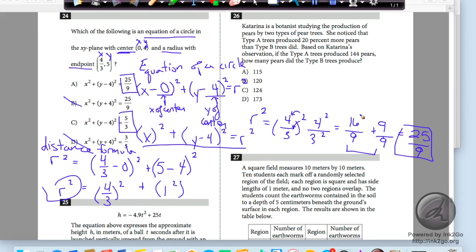then I have 25 over 9. So I can plug this back into my original equation, which is then going to be the x squared plus y minus 4 squared equals r squared. So my r squared is going to be the 25 over 9, making answer choice A my best possible answer.